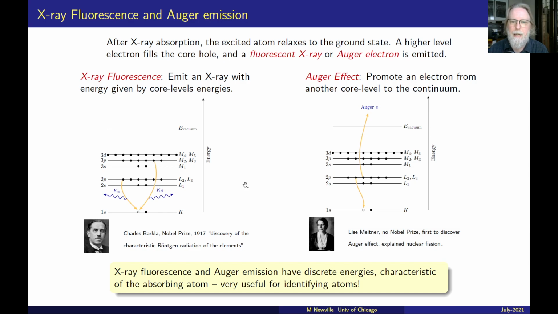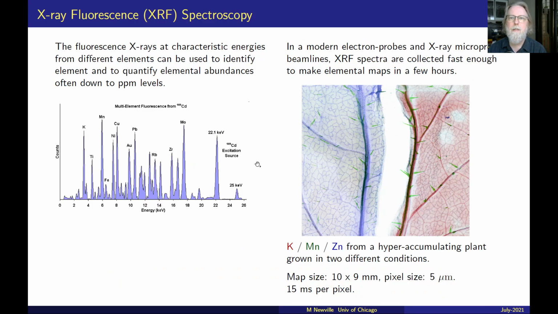So you can shine X-rays on a material and look at the light that comes off. The X-rays that come off are characteristic of those elements, and then you can tell what the composition of the material is. And so that leads to X-ray fluorescence spectroscopy, where fluorescent X-rays at characteristic energies from different elements can be used to identify and even quantify the elemental abundances, often down to ppm levels.